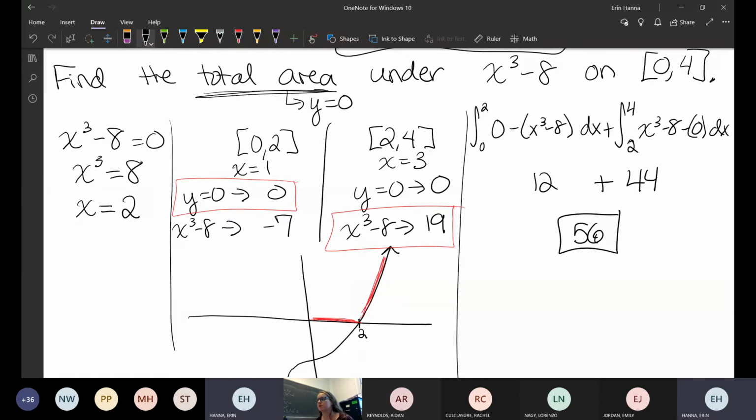So the answer to that one would be 56. So when would they intersect more than once? Let me see. Okay, yeah, let me just do this one that I did with my other class.